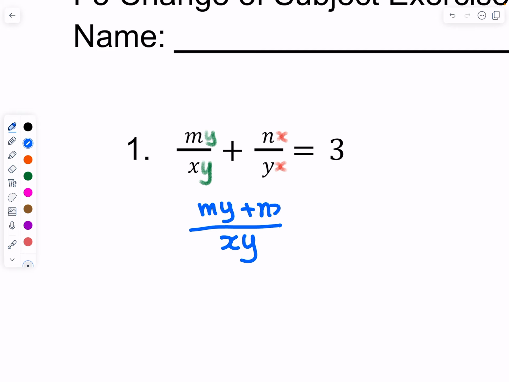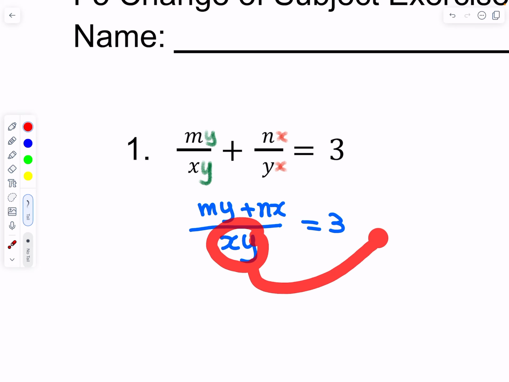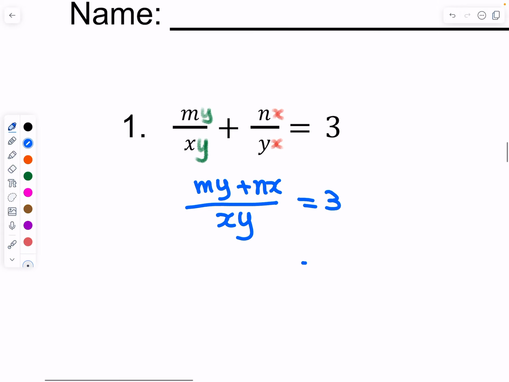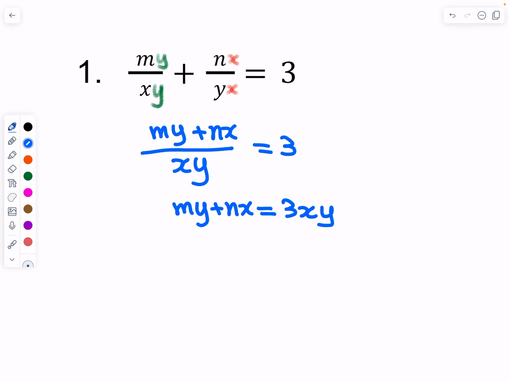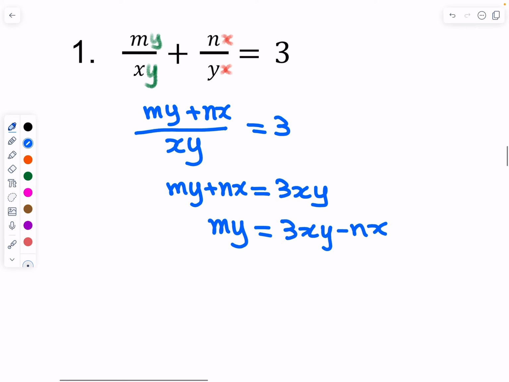My plus nx equals 3. Next, still we don't like fractions. So xy here is on the downside, it is divided. If I move it to the other side, it becomes multiply. So 3xy equals my plus nx. What do I need to find? I need to find x. So everything that has x, put on one side. Let's move this to the other side as well. So it becomes my equals 3xy minus nx. Then this is still not x alone, it's still so many things with it.